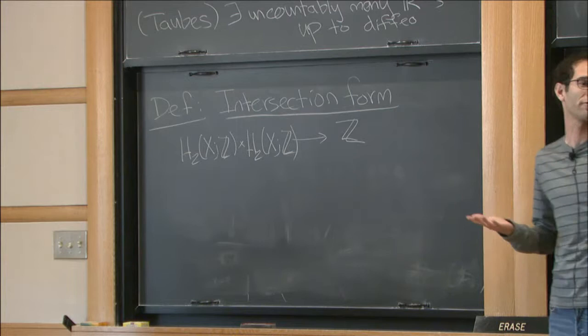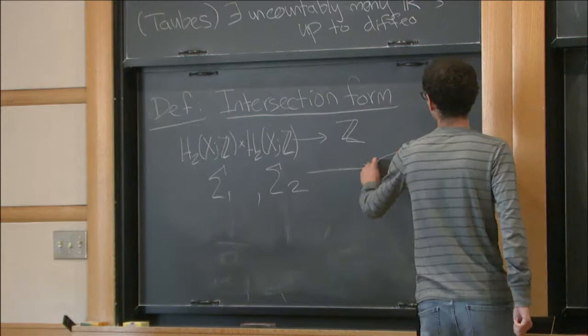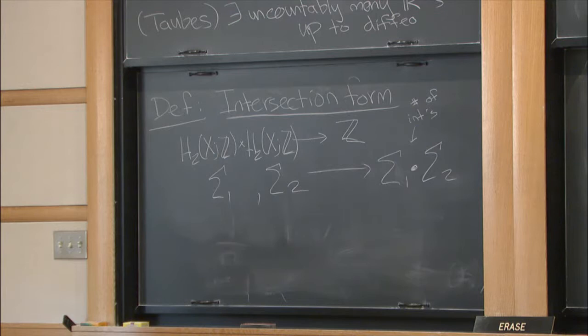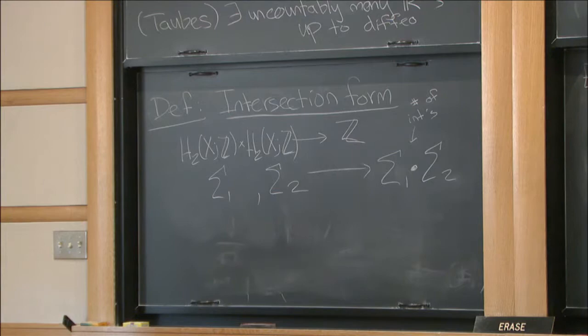So how is our intersection form going to work? Well, we have two surfaces, and we just count the number of intersections. Now, maybe they don't intersect transversely, so we perturb them a little bit to intersect transversely. There are some signs one needs to take into account, but basically we just count the number of times these intersect. Okay, great. So let's do an example. Let's use one of our examples up here.